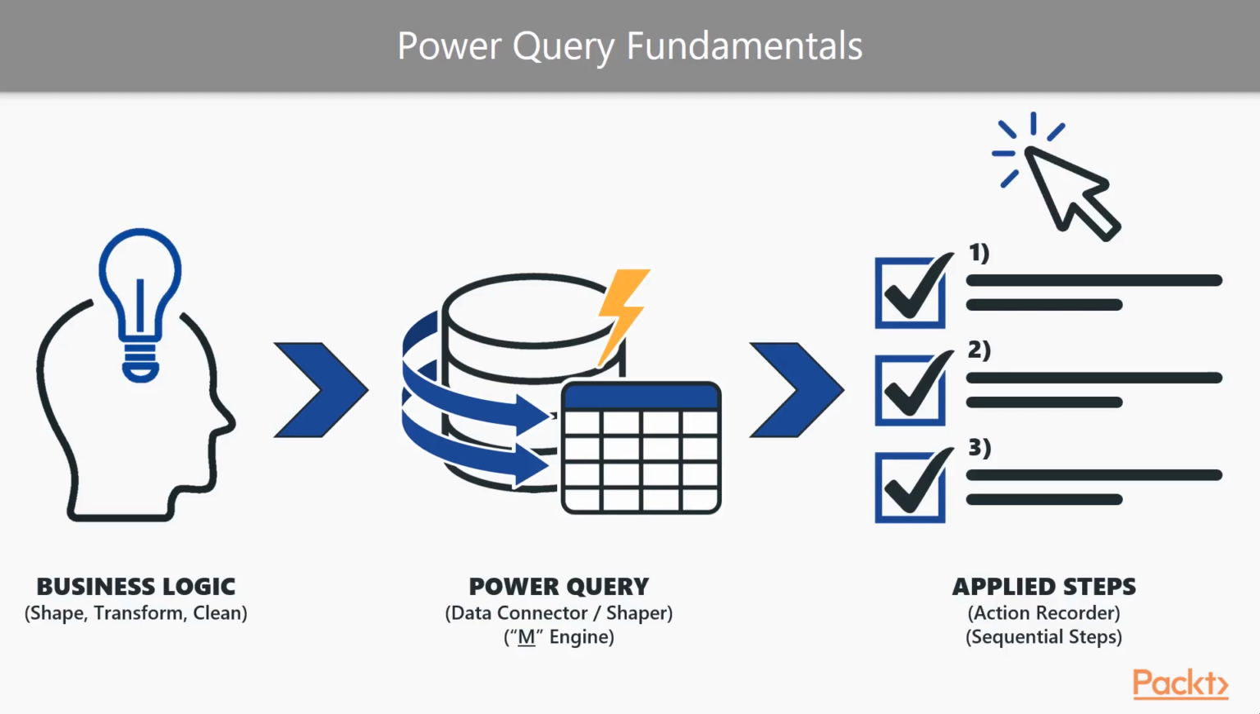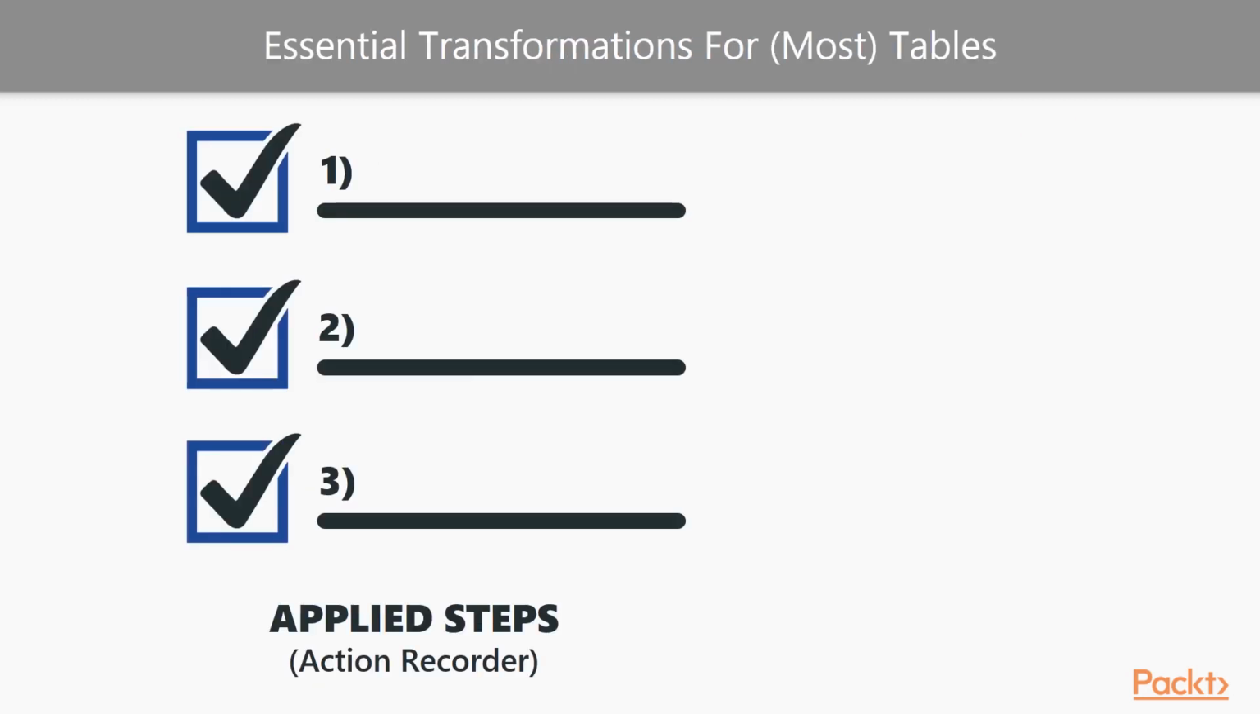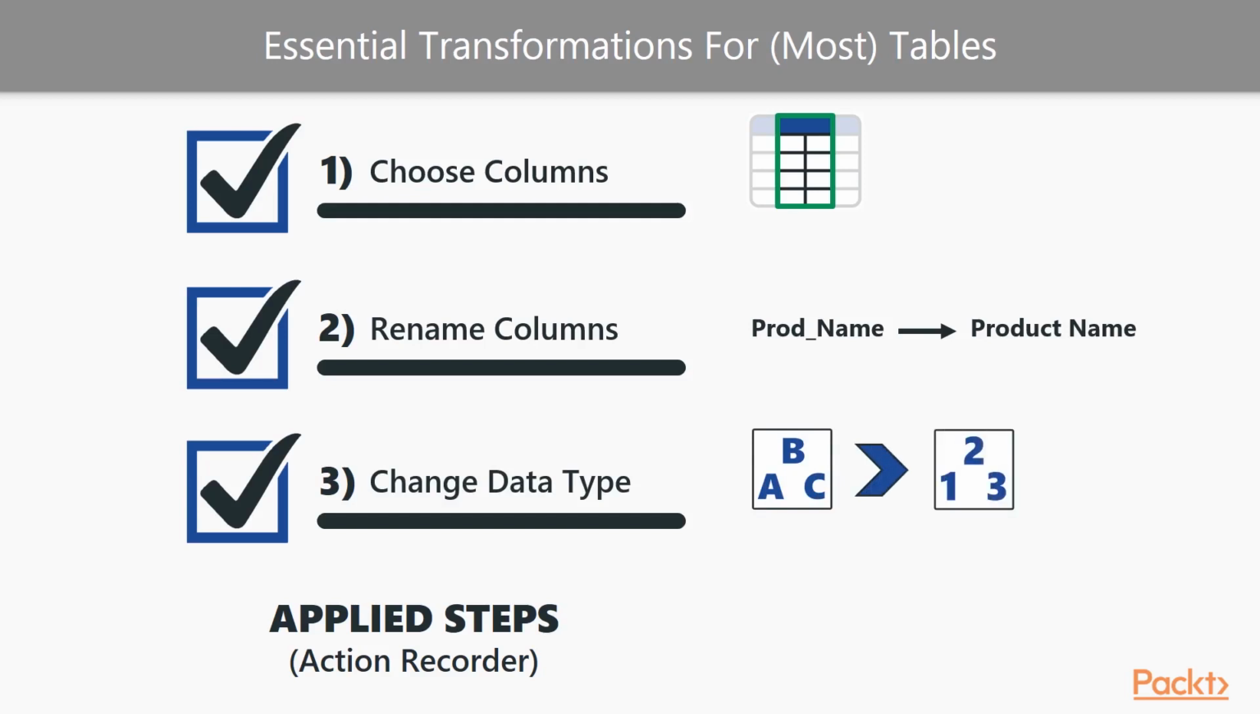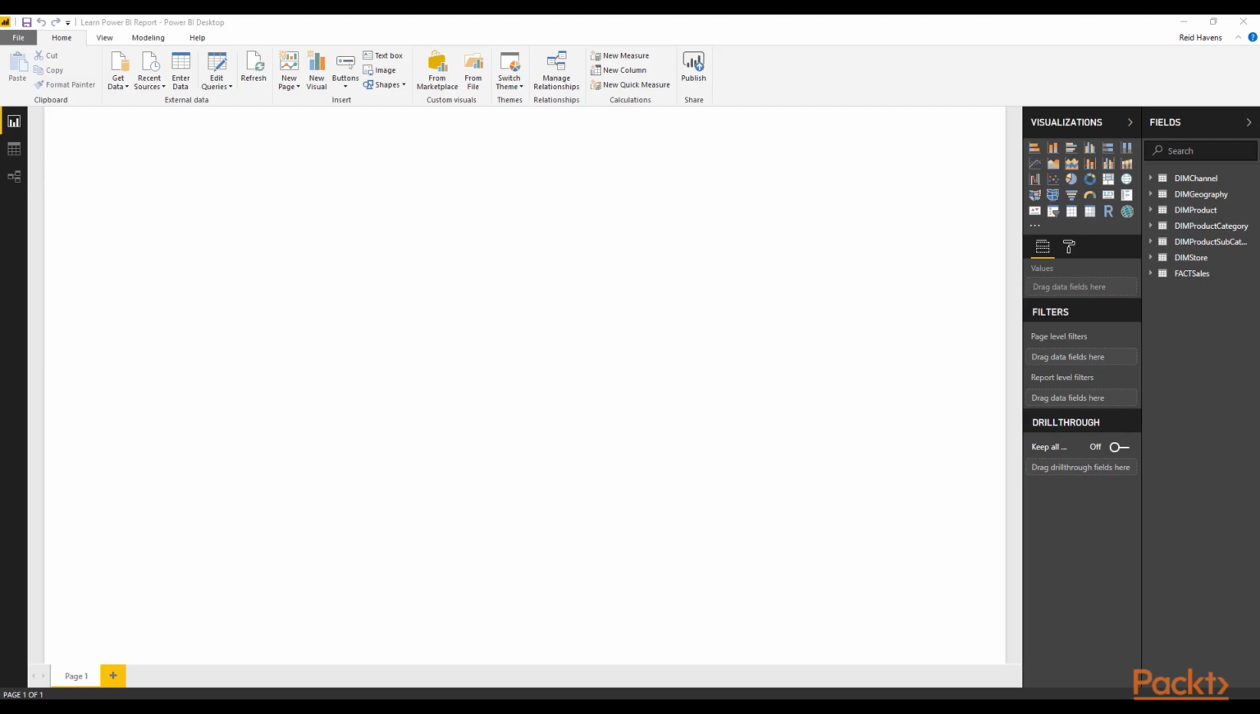For this video, we'll start with the basics and cover 3 transformations you'll apply on almost any table. Those will be choosing the columns you need for your report and getting rid of the data you don't need, renaming your columns to user or report-friendly names, and changing the column data types so they can be calculated correctly in the data model.